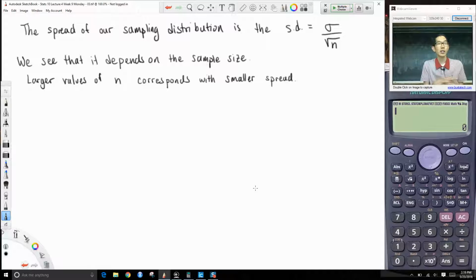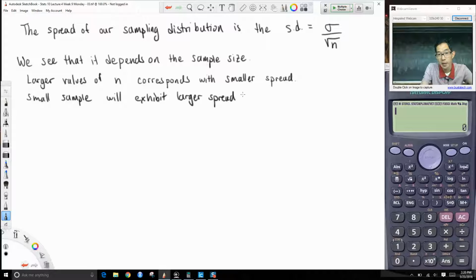And so if we look at the amount of spread that exists in X bar, there's going to be more spread for smaller samples, and larger samples will have less spread. So larger values of n correspond with smaller spread, and small samples will exhibit larger spread in X bar.